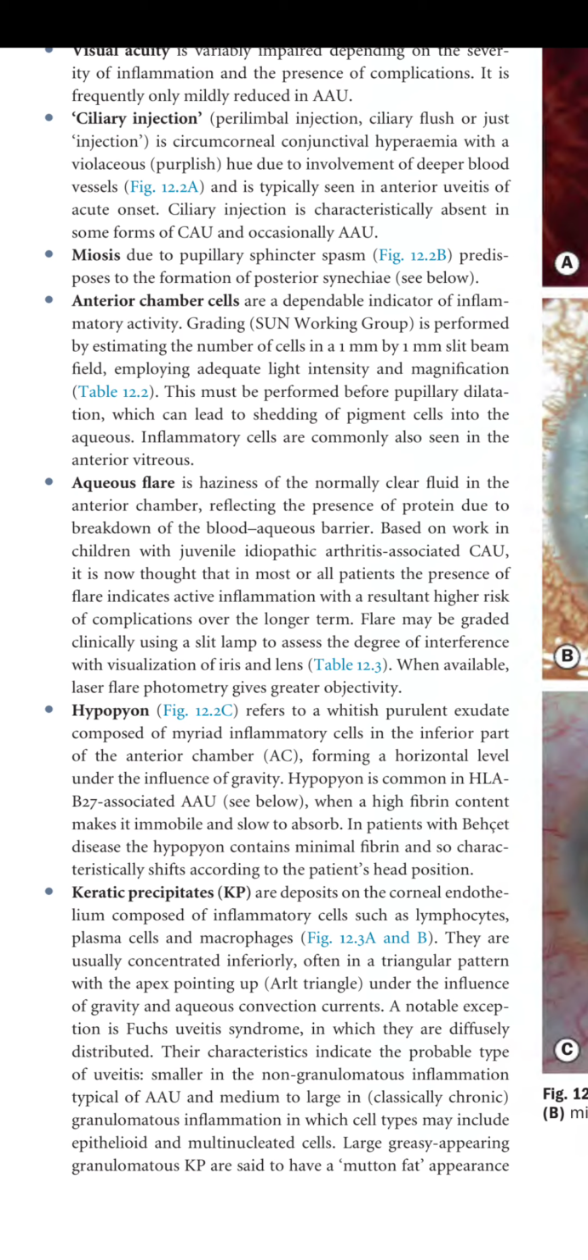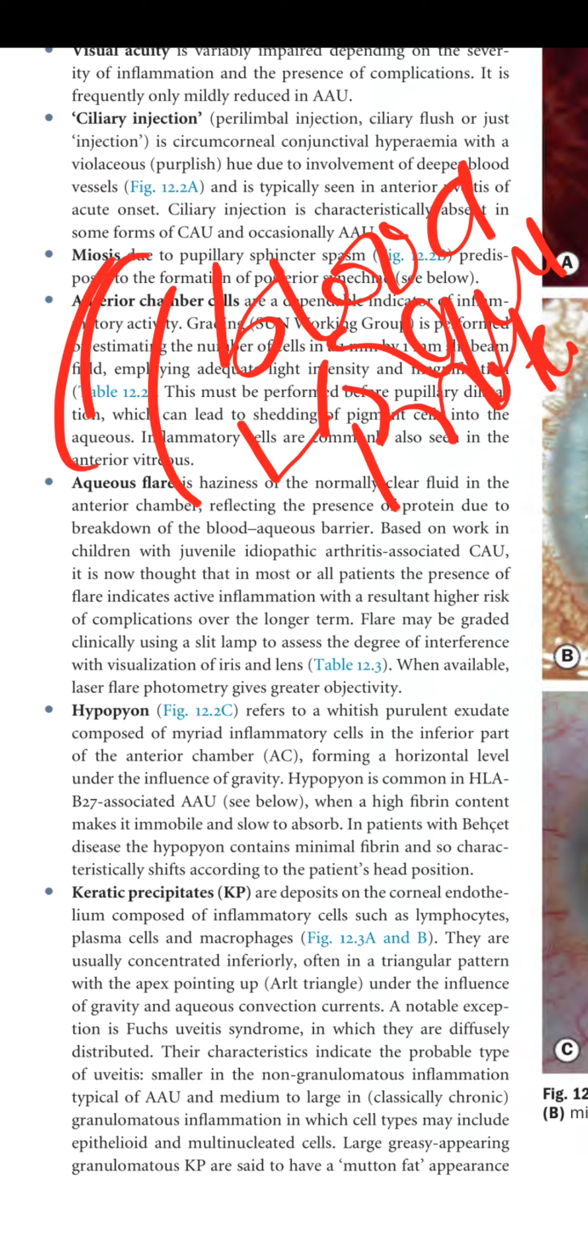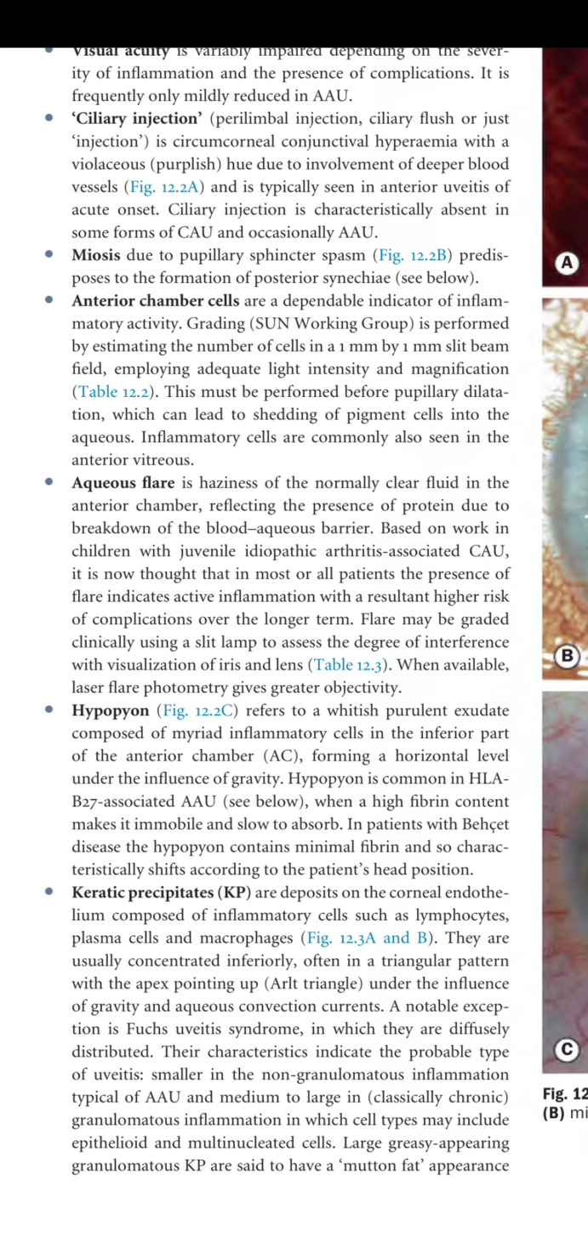Aqueous flare is a haziness of the normally clear fluid in the anterior chamber, reflecting the presence of protein due to the breakdown of the blood aqueous barrier. So in cases of uveitis, the blood aqueous barrier is broken down and it releases protein. Because of this protein, the normal AC, which is usually clear, will have a milkiness appearance in uveitis. According to that milkiness or whitishness, you can grade the rate of flare.